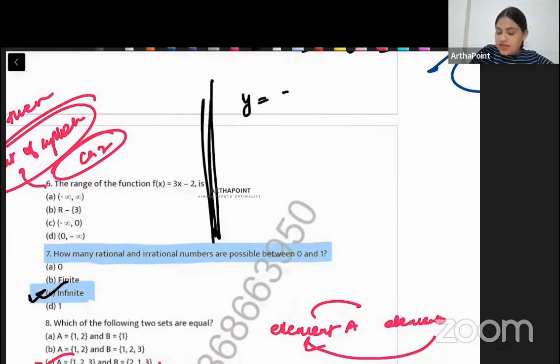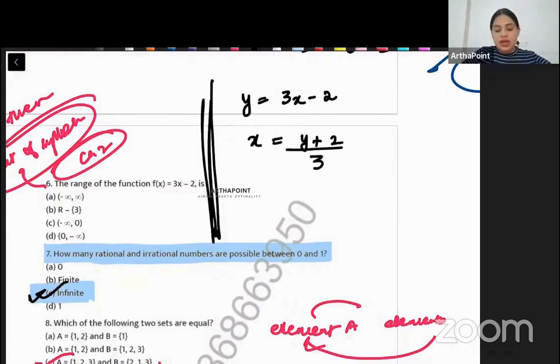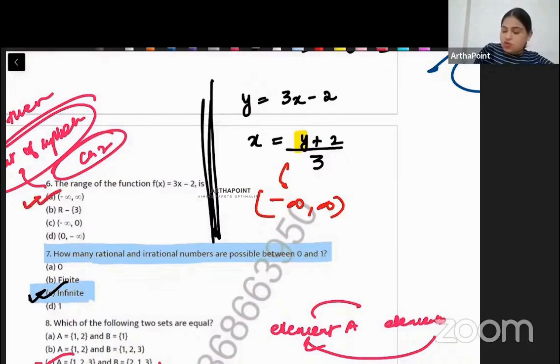So beta, it is given y is equal to 3x minus 2. To find the range, you will write x as a function of y. So beta, x will become (y plus 2) by 3. Beta, y can take any value from minus infinity to infinity. Y की कोई भी value में x की एक value आएगी. There is no restriction on the value of y. So the answer to this question will be A. Y can take any value from minus infinity to infinity.